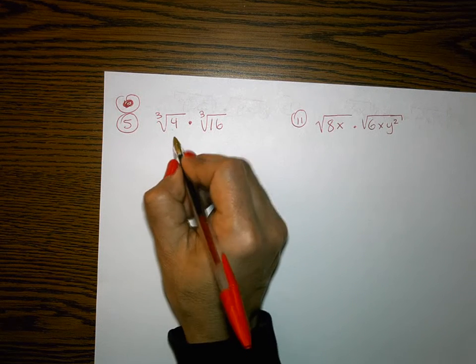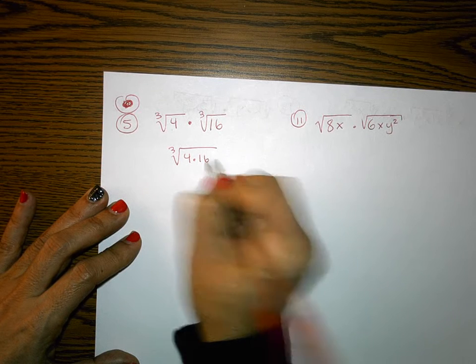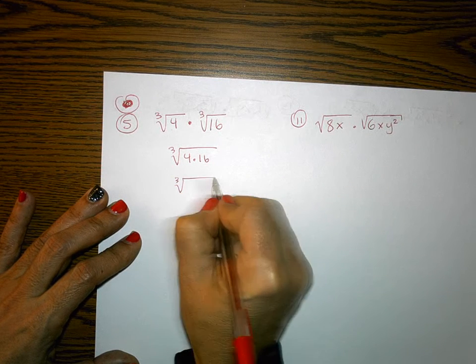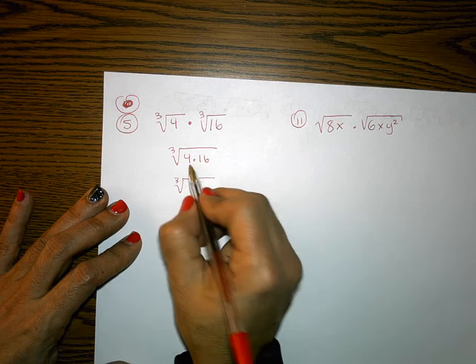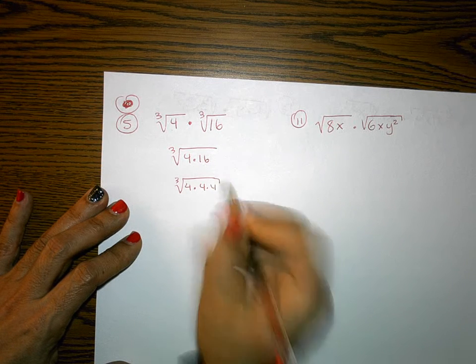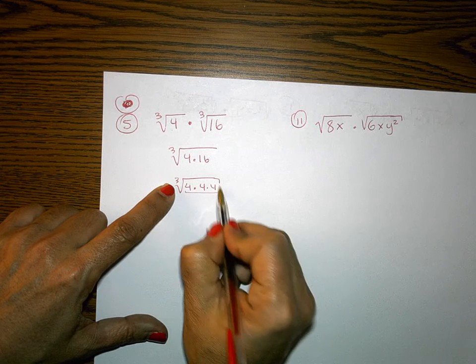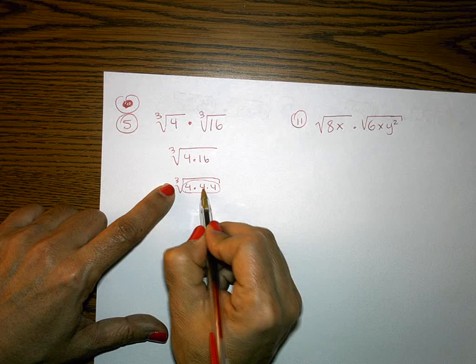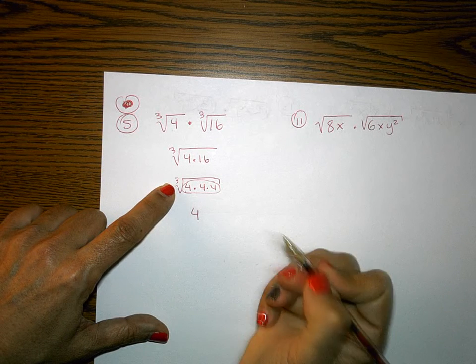And I would end up with the cube root of 4 times 16, which is the cube root of 64. I like to see this, but if you want to see, 4 times 16 is 4 times 4 times 4. Because I'm dealing with the cube root, do you see that we have a set of 3? 4 times 4 times 4 is 64. So the cube root of 64 is just 4.